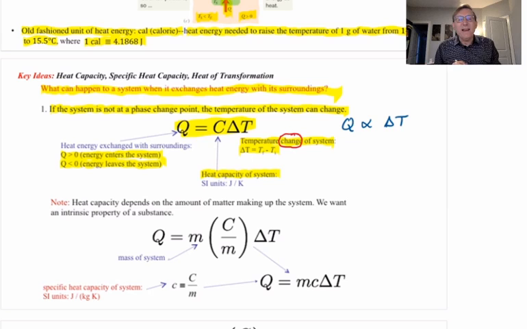Q, of course, would be an SI unit of joule. Delta T would be in the SI unit of Kelvin. So the SI unit of heat capacity is joule per Kelvin.